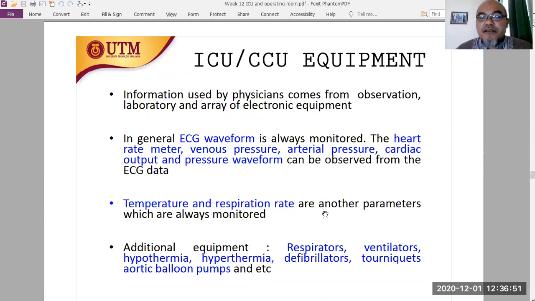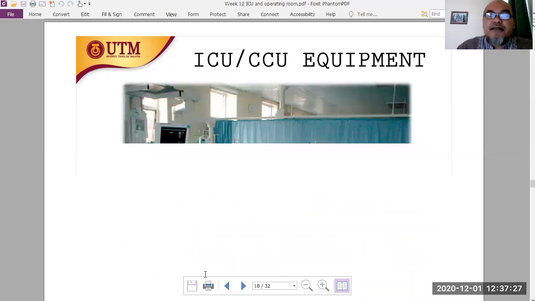Some additional equipment includes respirators, or ventilators, especially for people having problems in respiratory function, like critical COVID-19 patients. They need ventilators. Hypothermia, hyperthermia: hypothermia is when they have very low temperature, for example, when they are in a very cold condition. Hyperthermia is the opposite. Defibrillator for people having cardiac arrest. Tourniquets for people who have been bleeding, aortic balloon pumps, etc.